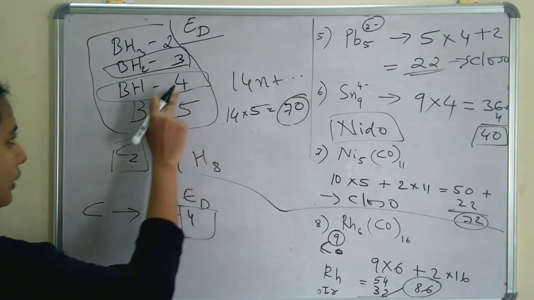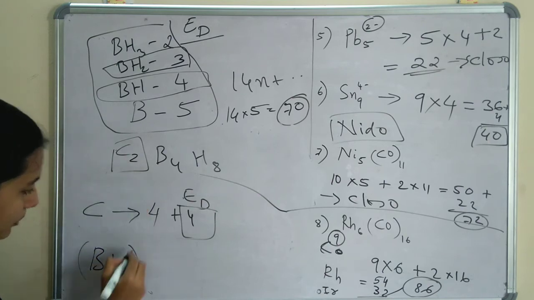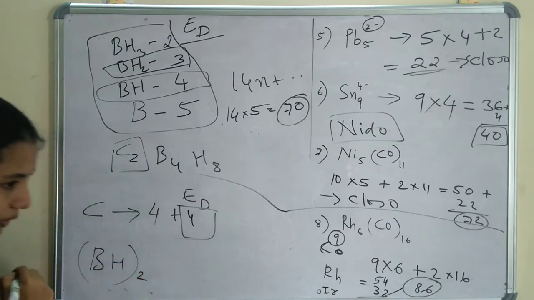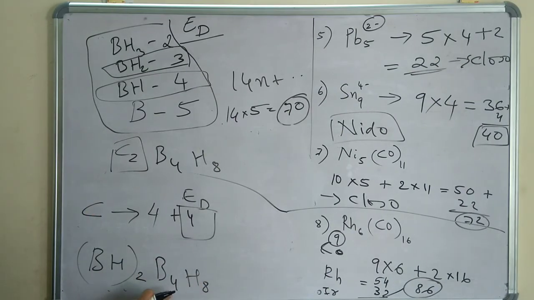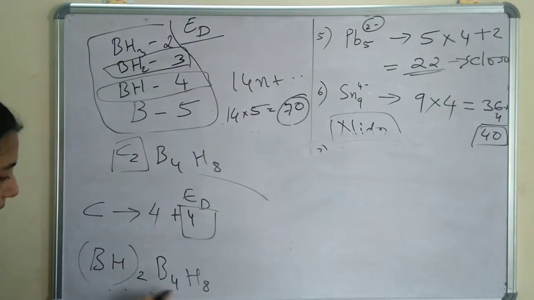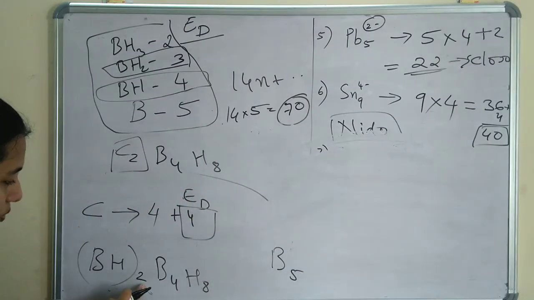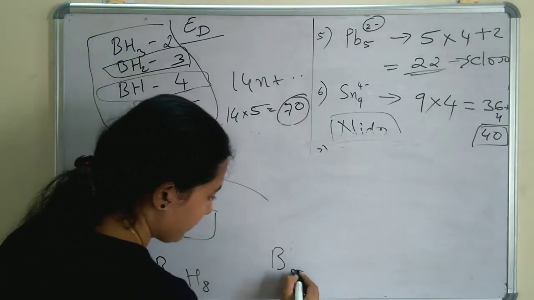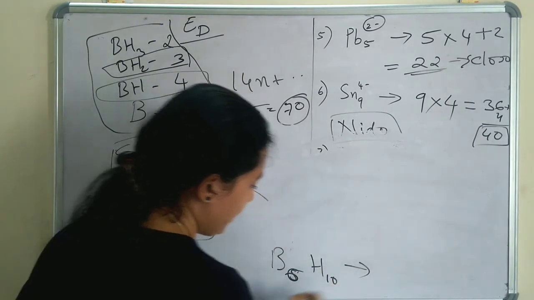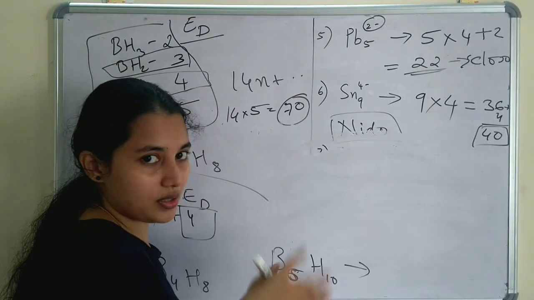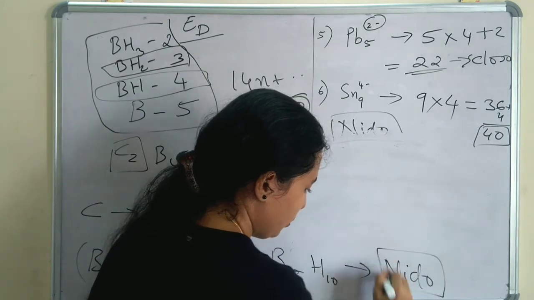In the table, electron deficiency 4 is for BH. So we will replace carbon with BH. Two carbons are there, so BH twice. Then B4H8. Now we can add B: B4 plus 2 is B6, and H8 plus 2 is H10. B6H10: 10 minus 6 is 4, so plus 4, which is for nido. So the structure is nido.